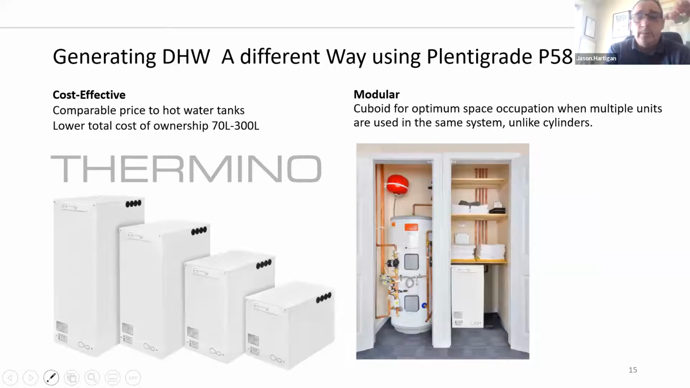So what if we can generate domestic hot water a completely different way? On the left-hand side, you've got the product range, which is named Thermino. And that schematic shows a standard traditional unvented cylinder and a Sunamp battery. So you can see straight away there's quite a bit going on there with the pipe work, safety zone valves, expansion vessels. With the battery, all you need is a heat source and a cold pipe to it, and that is it. And because we can store 4 times more energy than water, it stands to reason it's going to be smaller.